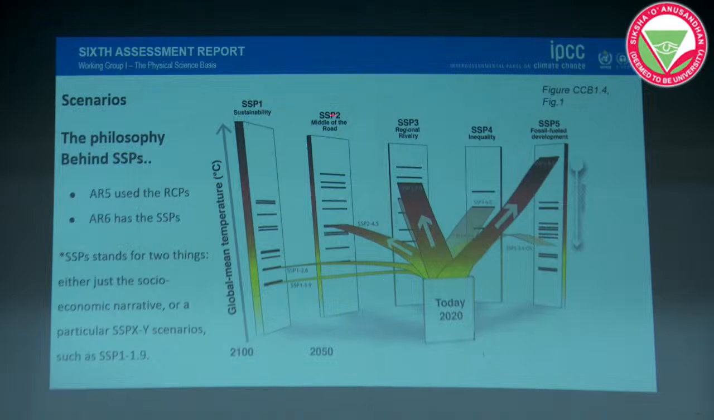SSP2 is the middle of the road, and SSP3 is regional rivalry, because countries like China are competing, wanting to grow economically faster. Regionally, they are going to have emissions, mostly aerosols. So this can lead to regional rivalry, and SSP4 is inequality. These changes in greenhouse gases and aerosols all vary depending on these different pathways.